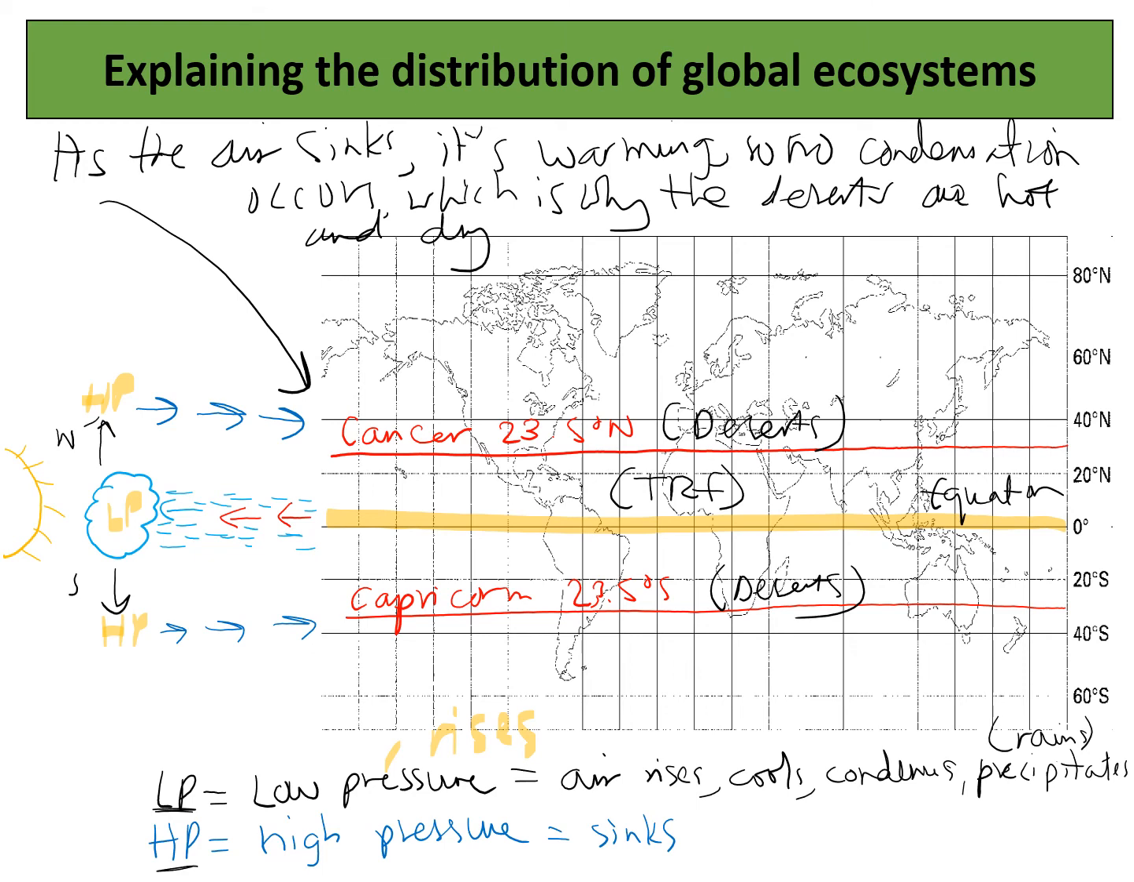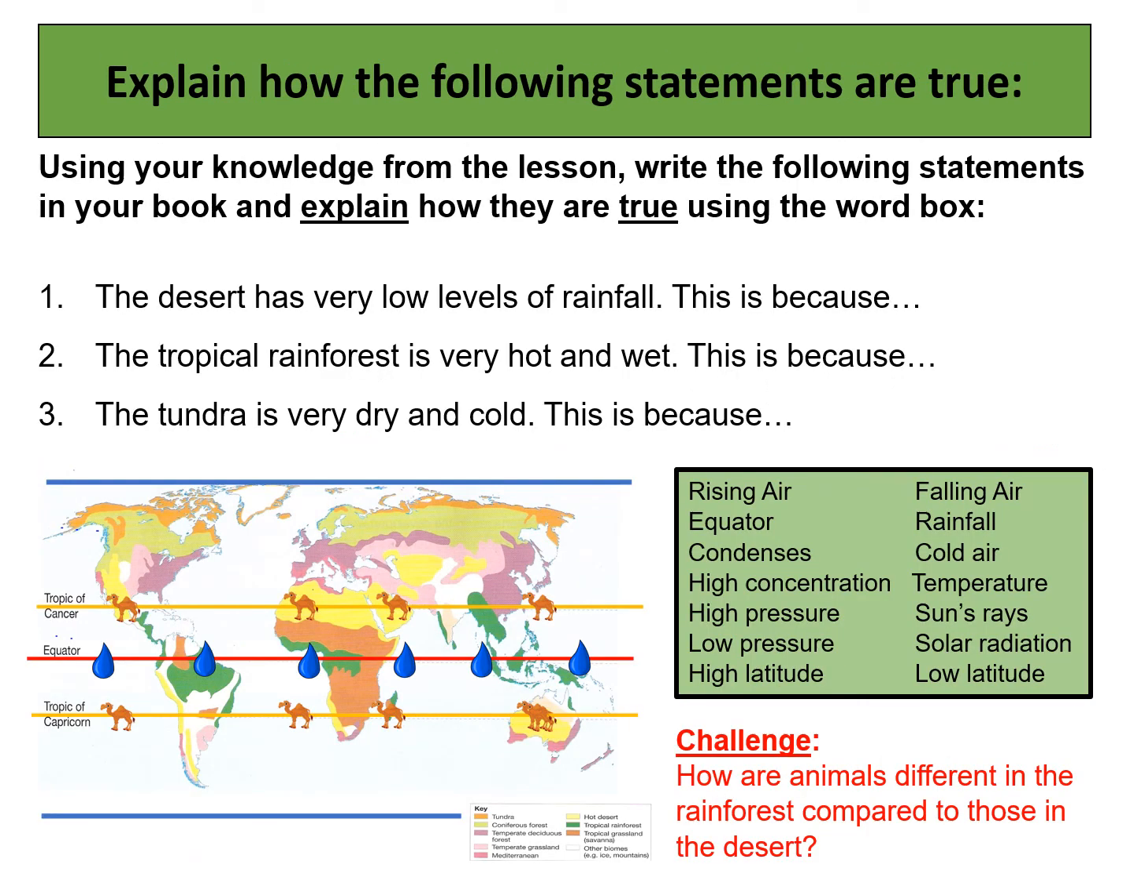So make sure, please, you have all the information down on the board before you move on. Okay, so what I would like you to do to finish is to write down these three answers. They've got three things here, and I would like you to answer the following questions. The desert has very low levels of rainfall because, so you have to use the information on here to help you. In the desert one, you talk about the fact that it's in an area of high pressure, but it's near the equator, so it's still hot.